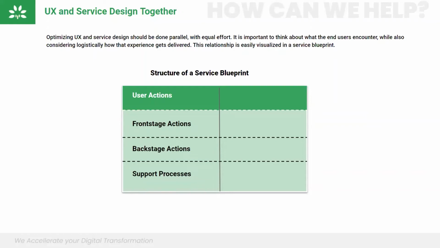So what are front stage actions? Front stage actions are actions which are visible to the customer, where the customer is actually involved. Backstage actions are where the customer is not directly involved, but these actions will definitely impact the customer's experience. And to complete the backstage actions, we need support processes which are completely hidden from the backstage people also. These are more like support processes which are independent. So UX is more user centric, and service design is more employee centric.